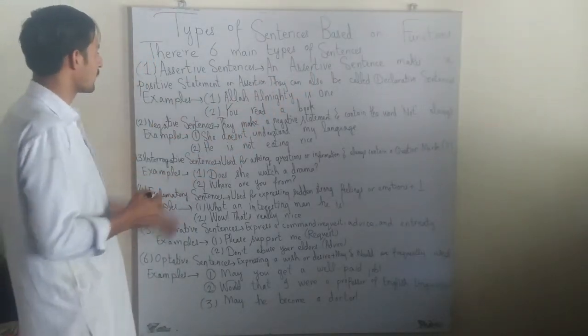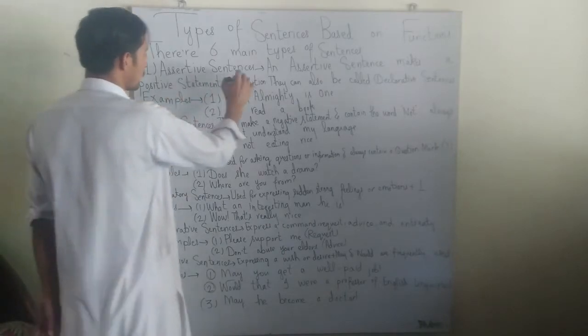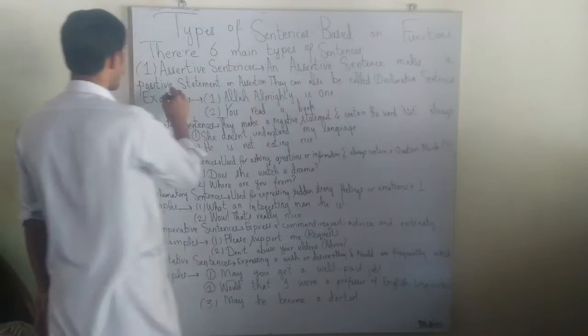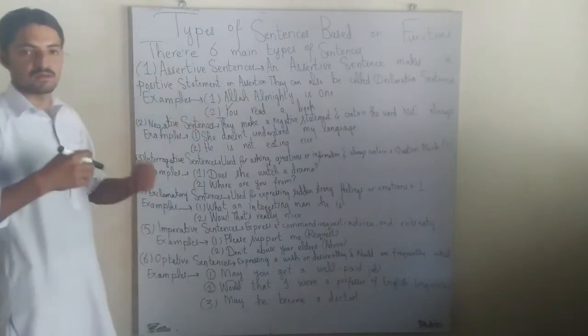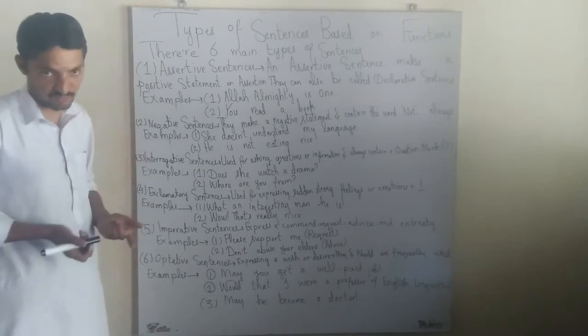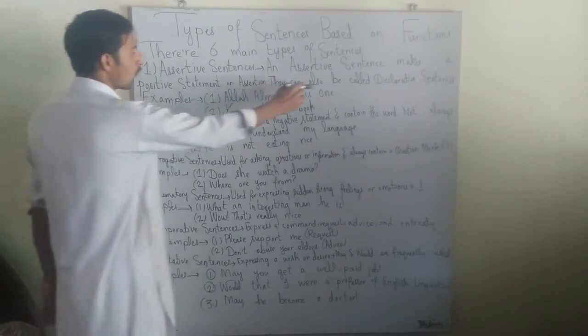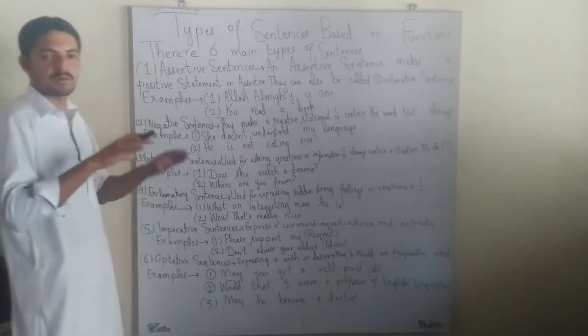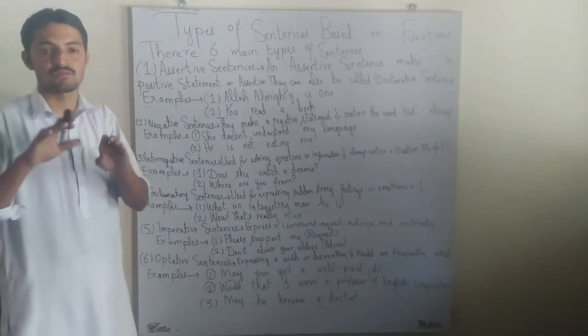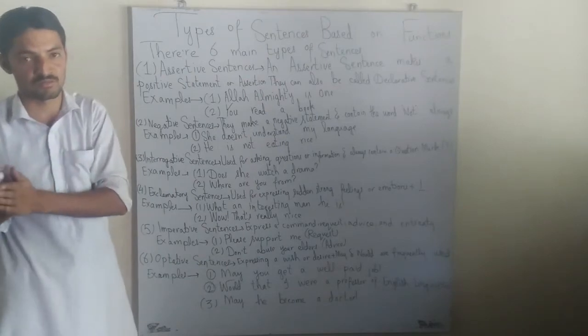The first type of sentence we have here is assertive sentences. What are assertive sentences? An assertive sentence makes a positive statement or assertion. They can also be called declarative sentences. So assertive sentences are also called declarative sentences. Declarative sentences is actually the second name of assertive sentences.